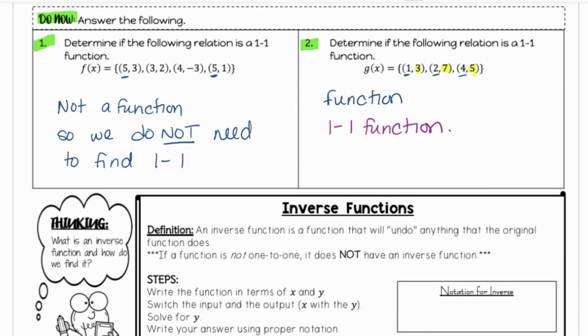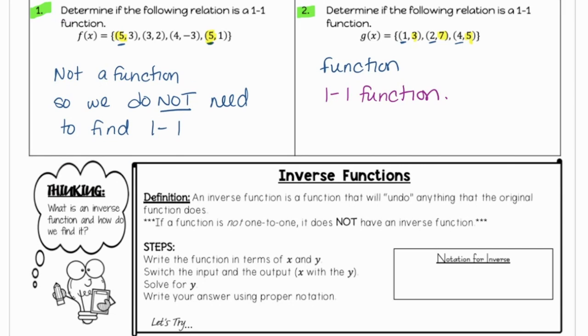For number one, we can tell that this is not a function, and since it's not a function, the domain repeats, we do not need to find that one-to-one piece. So I am done. For number two, we do have a function. Once I find out that this is a function, then I could find out if it is a one-to-one function. In this case, it is.